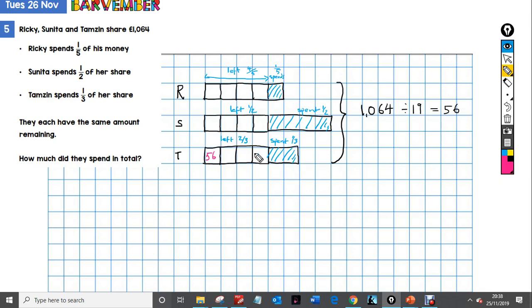And I could then work out anything. I could work out how much Ricky has now, what he had to begin with, the same with all of them. But what we're actually asked is how much did they spend in total, which is 1, 2, 3, 4, 5, 6, 7 times 56. So how much did they spend in total? 56 times 7, because that's what was spent. That's all of those. And 56 times 7 is 392. So that's what they spent in total.